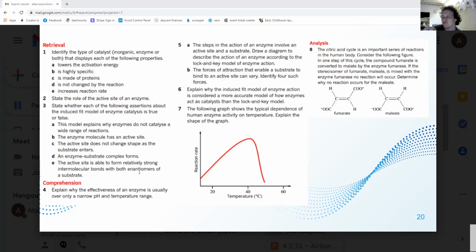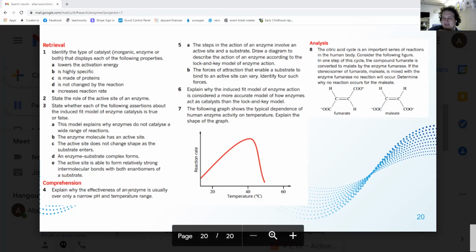So the induced fit model is more accurate, because if it was so rigid like that and you couldn't change or alter, then that's not the most efficient way. And we know that certain enantiomers of substrates can be broken down by the same enzyme.